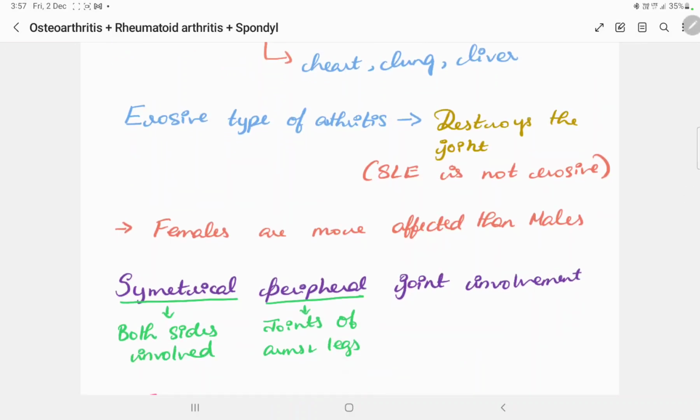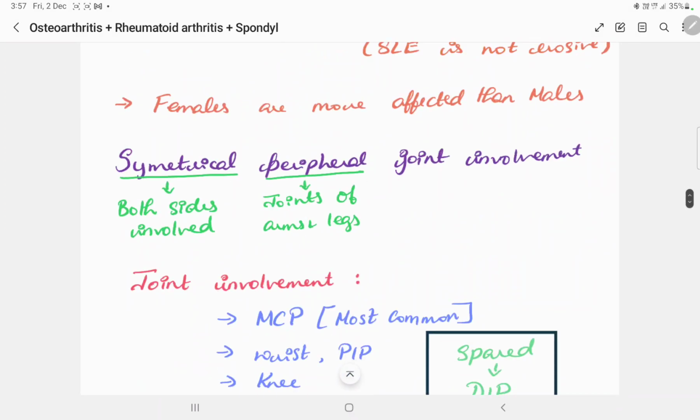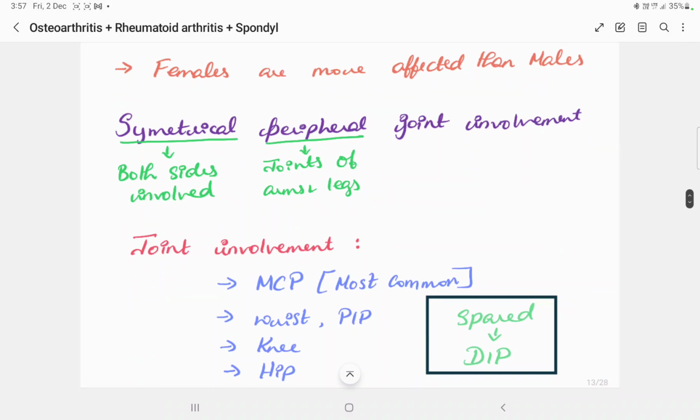Females are more affected than males. This is the same for osteoarthritis as well. Again, there's a symmetrical peripheral joint involvement. Symmetrical means bilateral joint involvement, both sides of the joints are involved, and peripheral means the joints of the arms and the legs are predominantly involved.